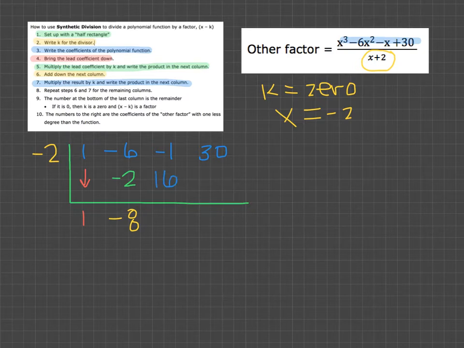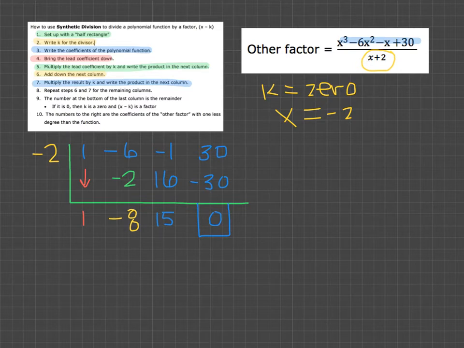Okay. And now we are going to continue to repeat those steps. So steps 6 and 7. So 6 says add down that column. So negative 1 plus 16, that's going to give us 15. And then we take that 15 multiplied by negative 2, and we get a negative 30. We repeat the adding down. 30 minus 30, we get a 0.